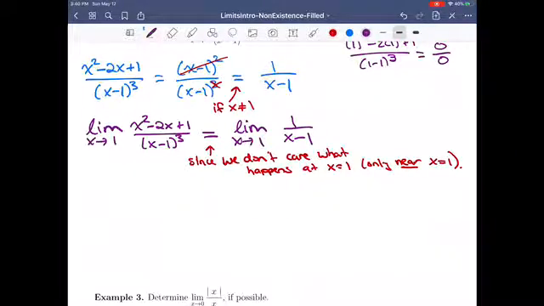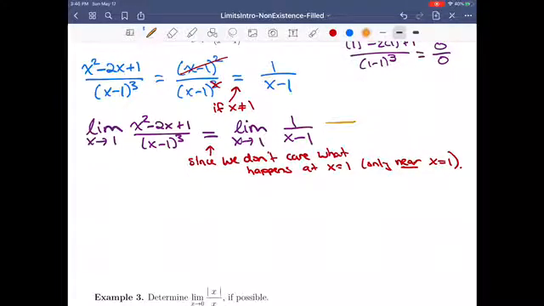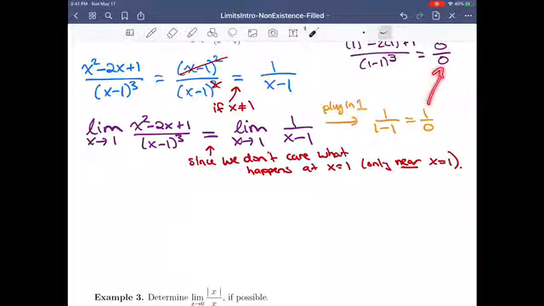I want to use a different color. If we plug in 1, because remember that we always want to try doing that when we're doing limits, we get 1 over 1 minus 1, which is 1 over 0. Now this is different than what we had initially when we had 0 over 0. 1 over 0 actually does tell us some information. So what happens when you divide a number, like 1, by a number that's really small?